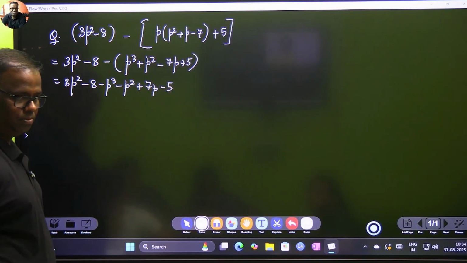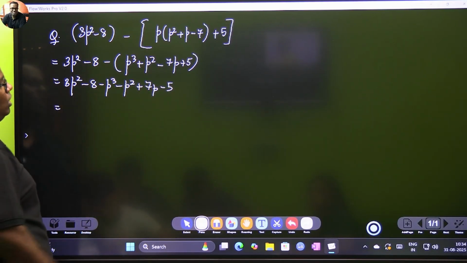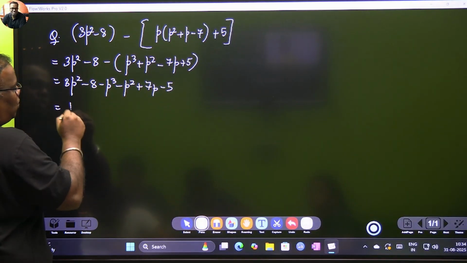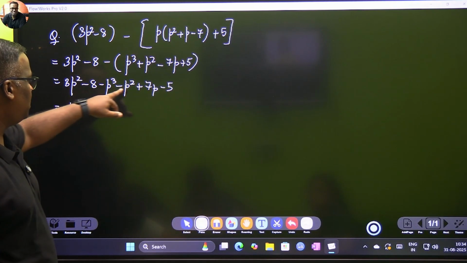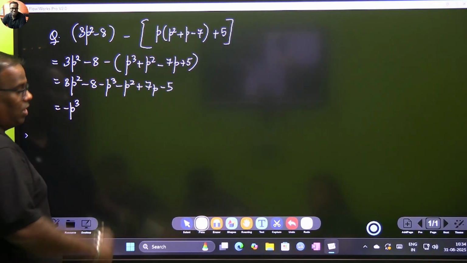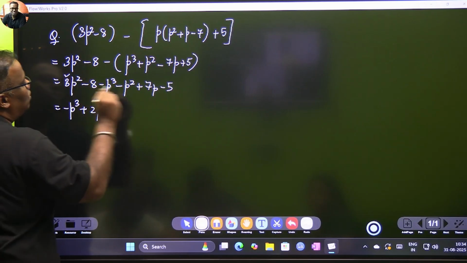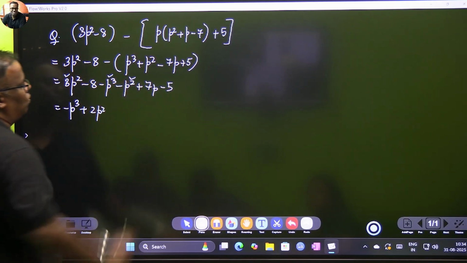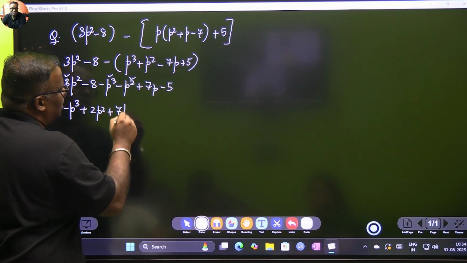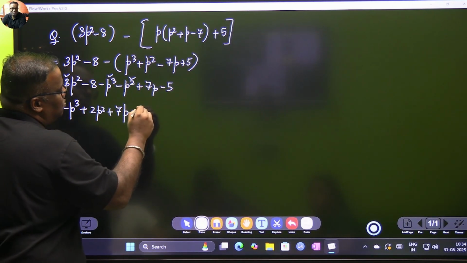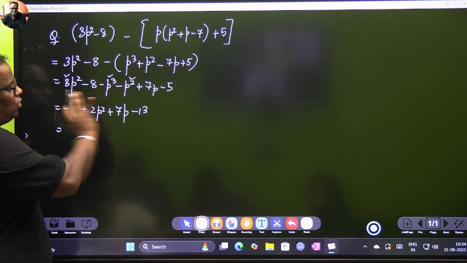Is this understood? In my third step, I write it in the descending order with all arranged. So there's only one p cube, but a negative p cube. Agreed? This is a 3p square, this is a p square, which becomes a 2p square. So I write a 2p square, right? This term is over. Then I've got a 7p, so I write my 7p out here. And minus 8 minus 5 is minus 13. Have we understood? Now it is no more simplifiable.